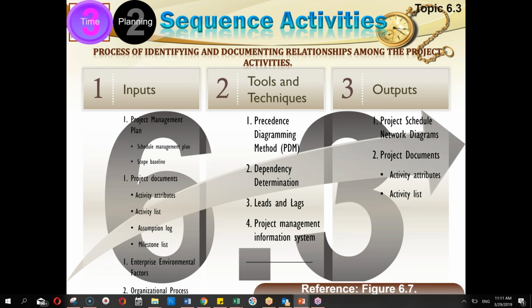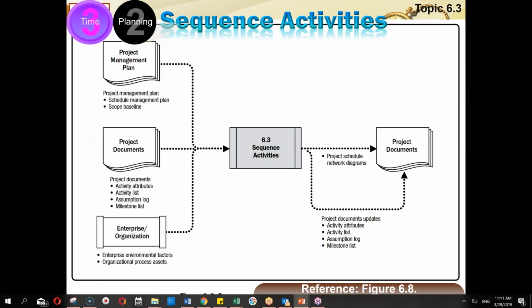So project documents would include the activities, activity attributes, maybe an updated activity list, assumption log, all the milestones, etc. All will be updated.